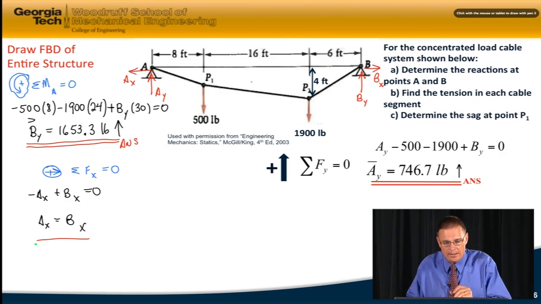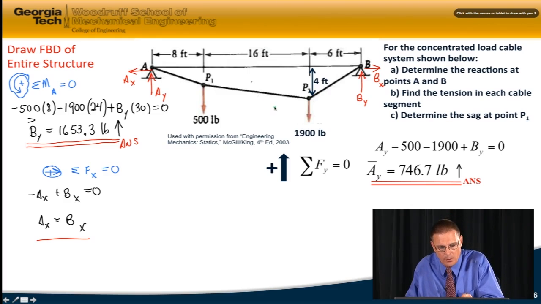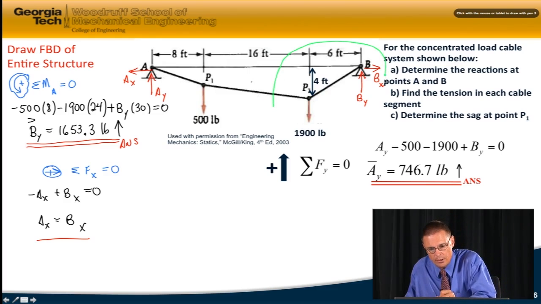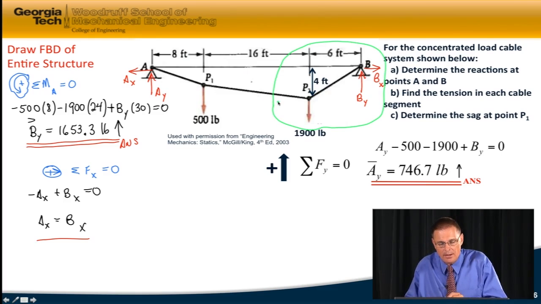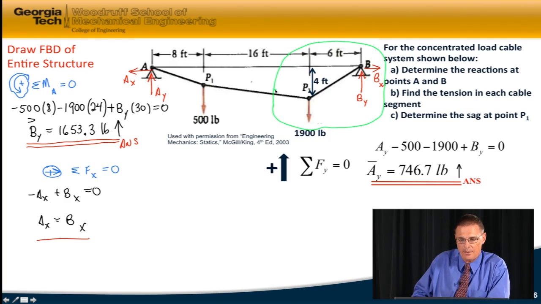The way we're going to do that is either to do a joint cut or a section cut. There are many different options you could use. You could try some others, but I'm going to go ahead and take a section cut over here on the right-hand side. And for that section cut, I want you to now draw the free body diagram, and we'll analyze that to find Bx.